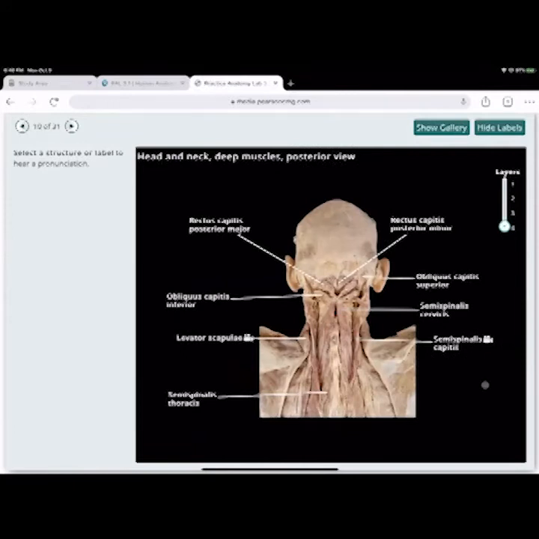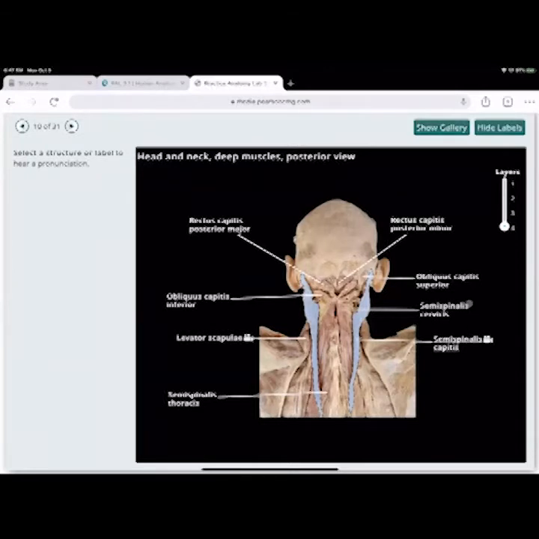Okay. Deep dissection in the back. You have the rectus capitis posterior major. You have the obliquus capitis inferior below that. You have the levator scapulae, the side of the neck, the semispinalis thoracis, going down the thoracic part of the vertebral column. So that's your semispinalis thoracis, semispinalis capitis, along the entire side, behind the ears.